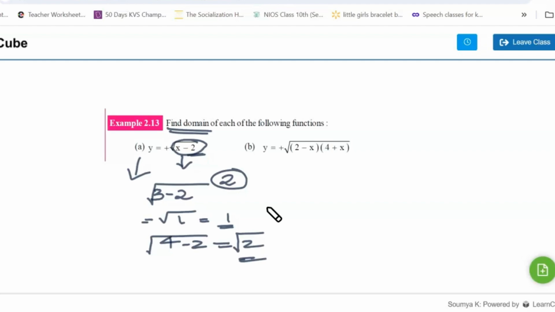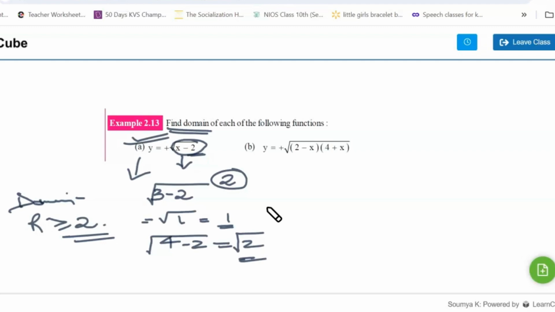So our solution should have all the real numbers greater than 2. Okay, so the domain should contain all real numbers which are greater than the value 2. Hope you understood this question, and also try to avoid the negative values. Okay, that won't give you real solutions for y.